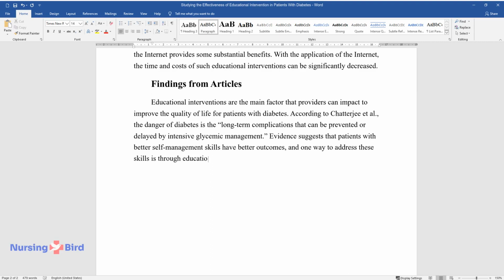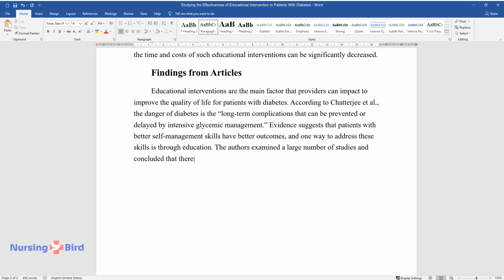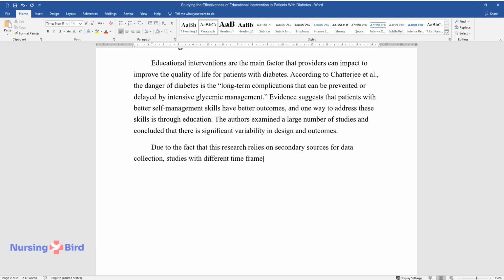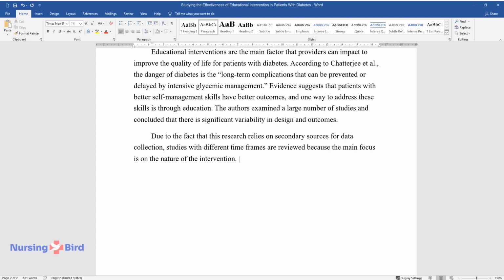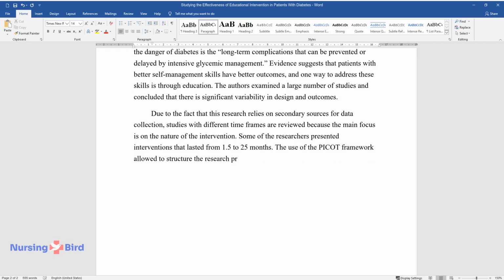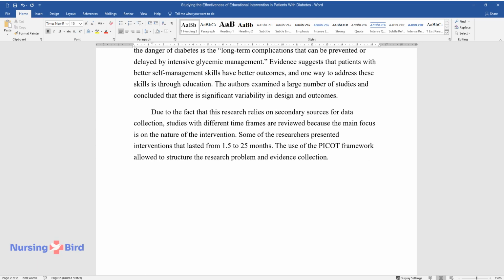The authors examined a large number of studies and concluded that there is significant variability in design and outcomes. Due to the fact that this research relies on secondary sources for data collection, studies with different time frames are reviewed because the main focus is on the nature of the intervention. Some of the researchers presented interventions that lasted from 1.5 to 25 months. The use of the PICOT framework allowed to structure the research problem and evidence collection.